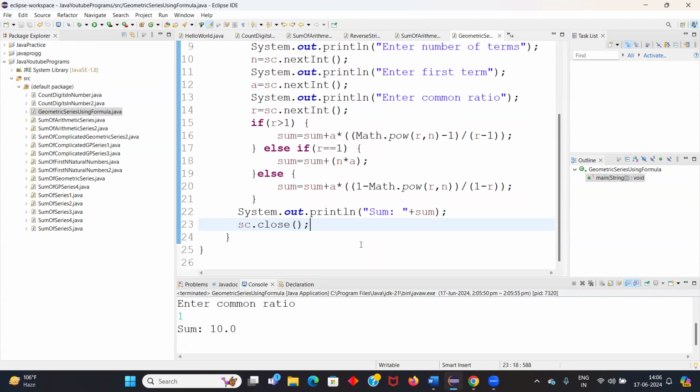The time complexity is order of 1, so it is quicker. Hence, if you remember the formula, you can use this method. Otherwise, if you don't remember the formula, you can watch my previous video on how to calculate the sum of geometric series.